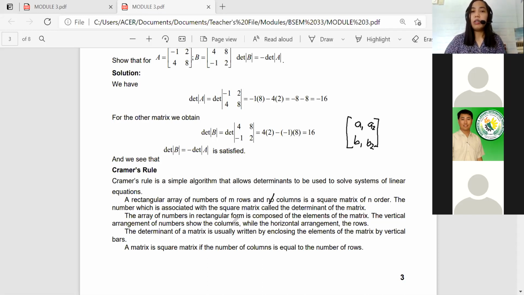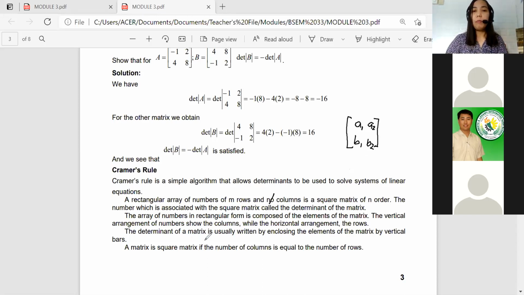The array of numbers in rectangular form is composed of the elements of the matrix. So these are the elements of the given matrix: A sub 1, A sub 2, B sub 1, B sub 2. We also call them entries or elements. The vertical arrangement, we know that these are columns. When vertical, it's a column. When horizontal, that is a row.